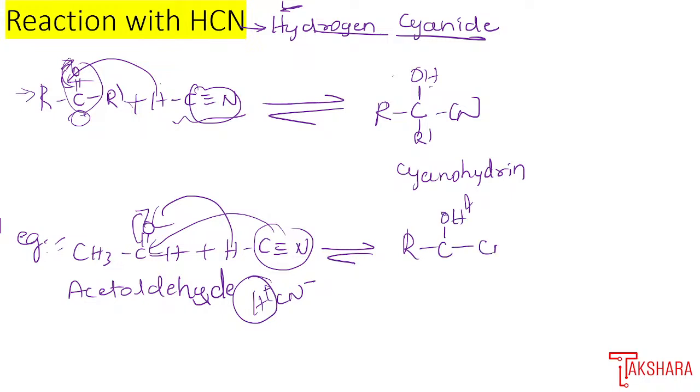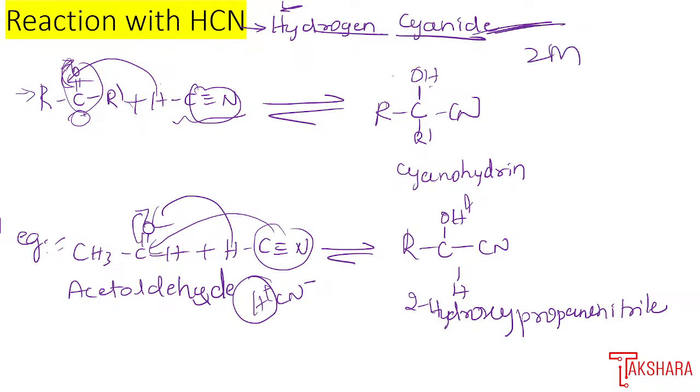Then we get the product CH3 COH, then CN, then H, and this is called 2-hydroxy propane nitrile. So they may give a question like: explain how the ketone reacts with HCN, and write its equation. So this is also very important from the exam point of view.